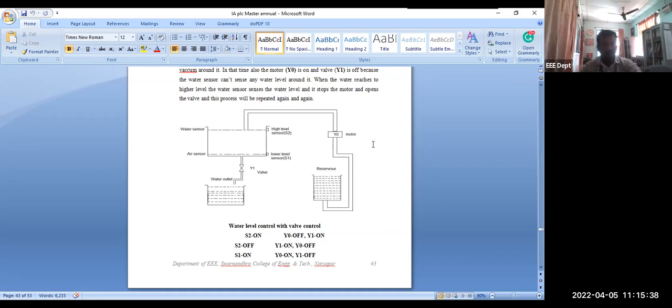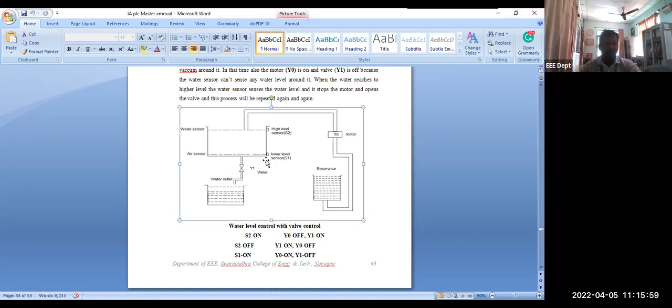Nothing but Y0 is on, the motor is on again. The motor supplies water to the water tank like this, and Y1 will be off. Y1, the valve, will be closed after the water reaches the lower level sensor. Okay, so this is the scenario.